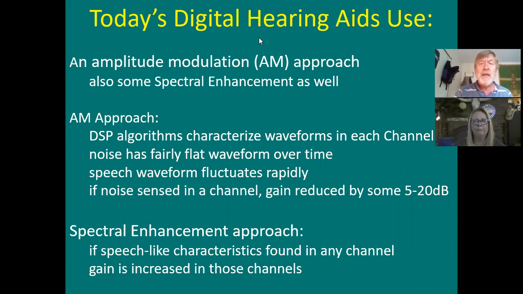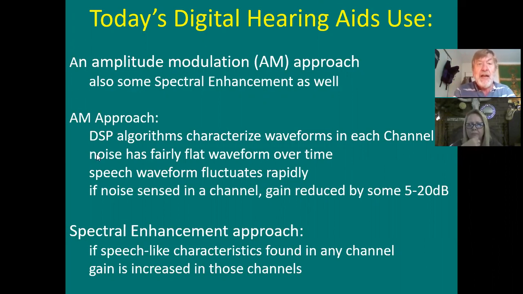Go away. Thank you. In today's digital hearing aids, we use an amplitude modulation approach. Sometimes we use some spectral enhancement as well. But the AM approach, amplitude modulation, read and then we look at the pictures. A digital signal processing algorithm characterizes the waveforms in each channel. So you got a 10-channel hearing aid. This is being done in each channel. You're looking at, what does the waveform look like? Is it steady in time or is it rapidly changing in time?